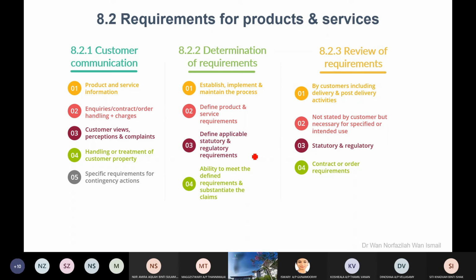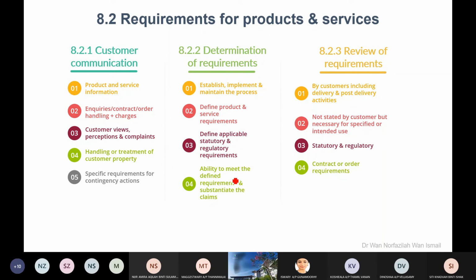We have regulatory requirements on environment. Okay, that one, we have a law that you have to fulfill, the regulatory about environment, because if you are working in a chemical lab, of course there will be chemical waste. So how to handle that chemical waste in order to make sure it will not affect the environment? So you need to follow the environment regulatory requirements. Okay, so define what are the statutory and regulatory requirements applicable to your products and services.